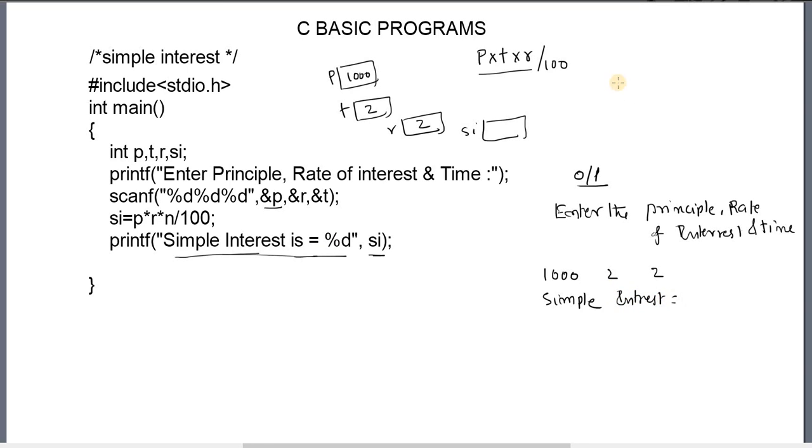We will put in some values here, like 1000 into 2 into 2 by 100. The 2 zeros cancel, 2 twos are 4, so 2 times 2 is 4 and we get 40. 40 rupees is the interest of this amount. Thank you.